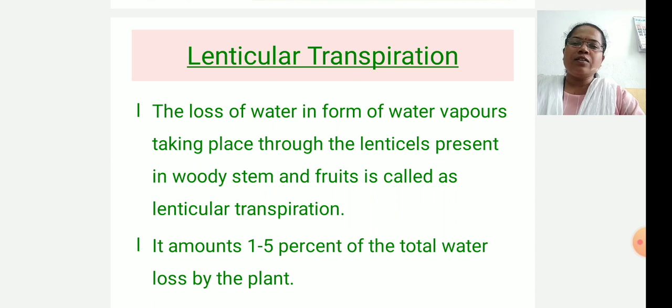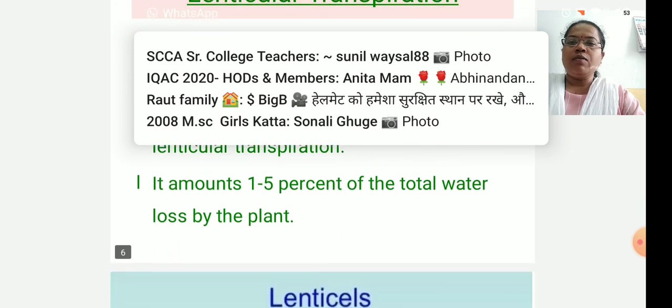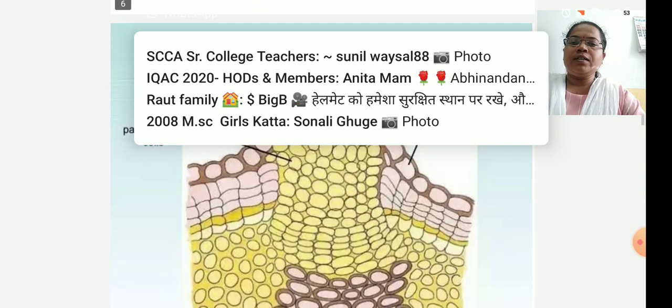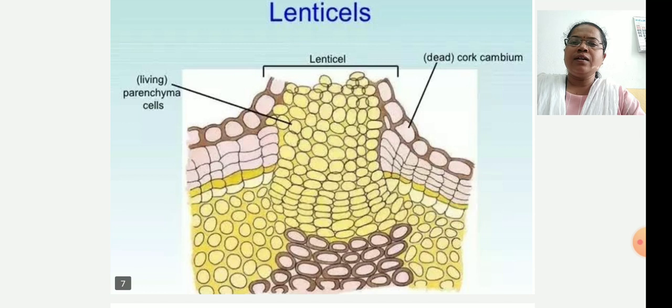Okay. Now second one, that is lenticular transpiration. Lenticels are small pores which are present on the woody stem or the fruits. The loss of water in the form of water vapors taking place through the lenticels present in woody stem and fruits is called lenticular transpiration. And the amount of lenticular transpiration is 1 to 5% of the total water loss by the plant. Look at this. This is the lenticel through which water gets evaporated.